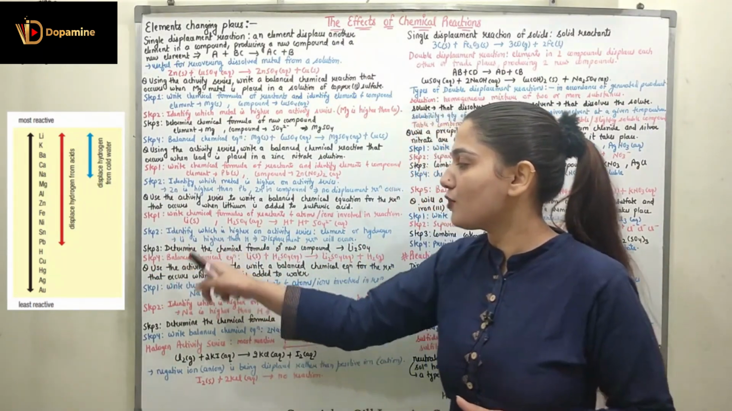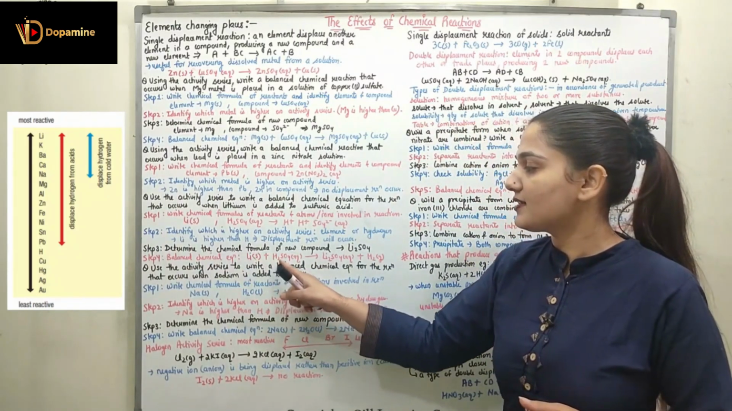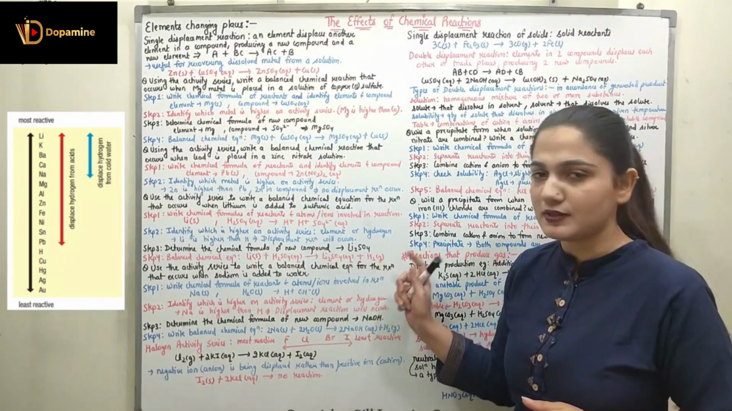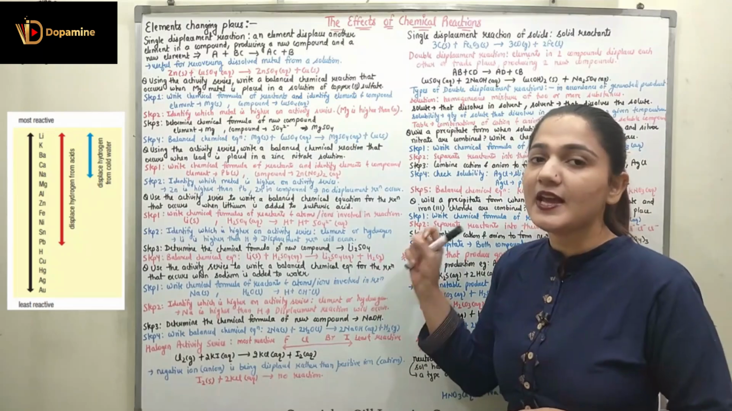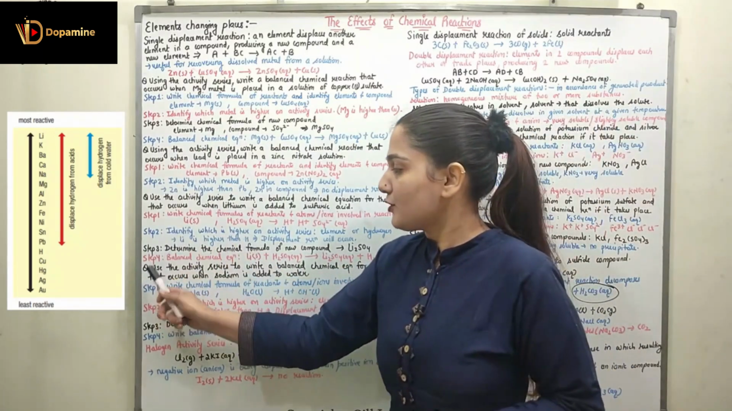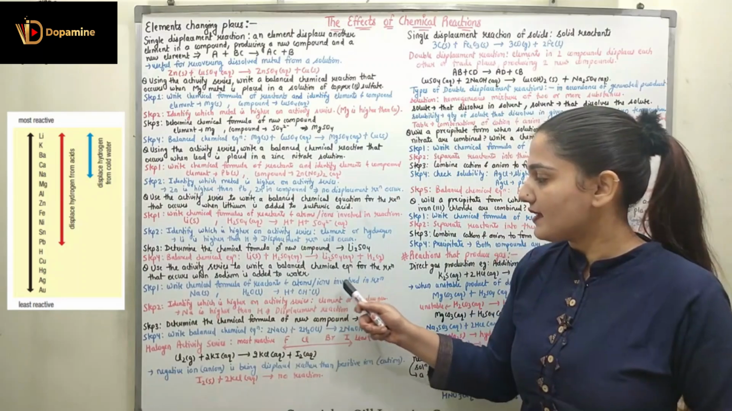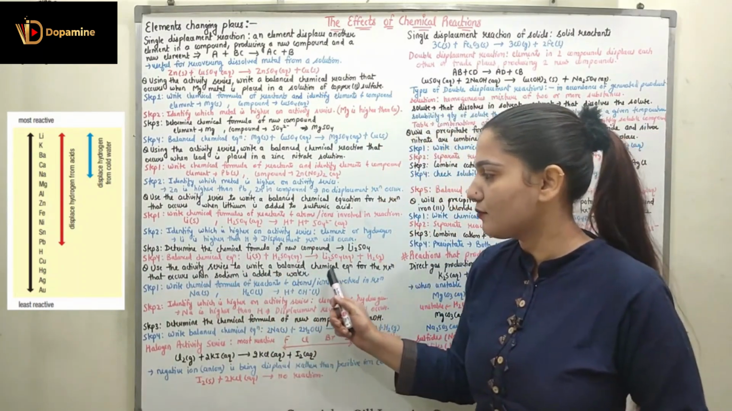In step 4 we are going to write the balanced chemical equation, which is lithium in the solid state plus H2SO4 in aqueous. It is giving me Li2SO4 in aqueous plus H2 in the gaseous form. So hydrogen gas is released in this reaction. Coming to the next question, which states: use the activity series to write a balanced chemical equation for the reaction that occurs when sodium is added to water.